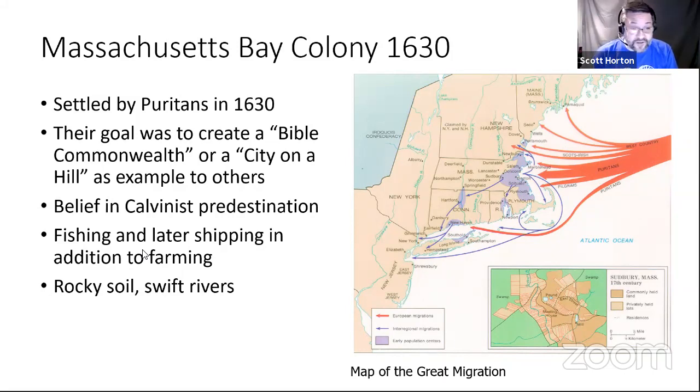They believe in Calvinism, predestination, and all the trappings of that idea that God has already decided whether you're going to heaven or hell, no matter what you do in your life. And they engage in other economic activities. Of course, they're still farming. They needed to feed themselves. But they also engaged in fishing and shipbuilding, which becomes sort of the trademark, if you will, of the New England colonies. They had rocky soil, which made it a lot harder for them to do large-scale agriculture. Their climate certainly wasn't conducive to growing things like tobacco and rice.